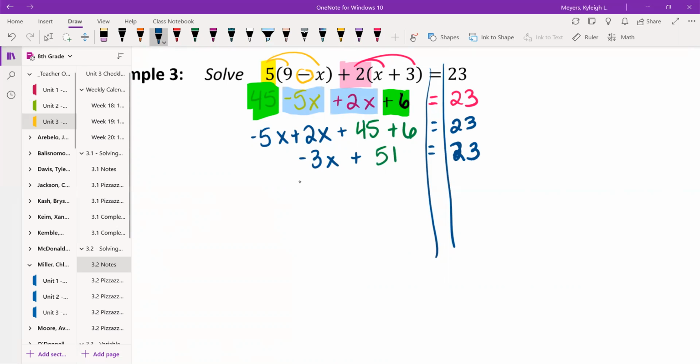Right, now we have to undo addition and subtraction. So this is addition, so we subtract 51 on each side. Those cancel. We're left with negative 3x equals 23 minus 51 is going to be negative 28. Yep, negative 28. And then we're going to divide by negative 3.